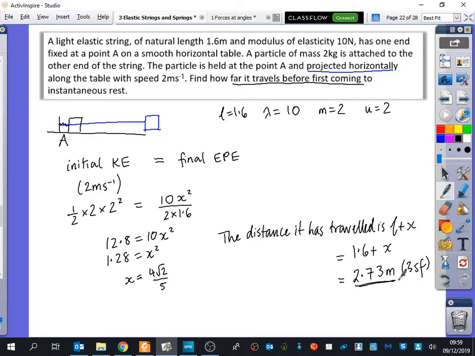Okay? Super simple one where we've just got kinetic energy converted into elastic potential energy.